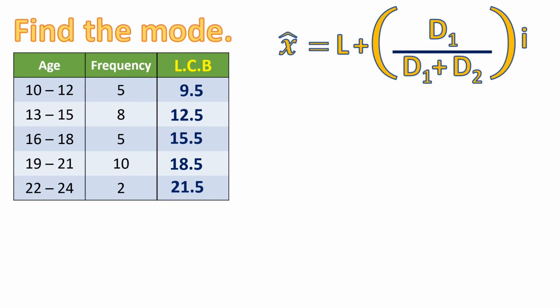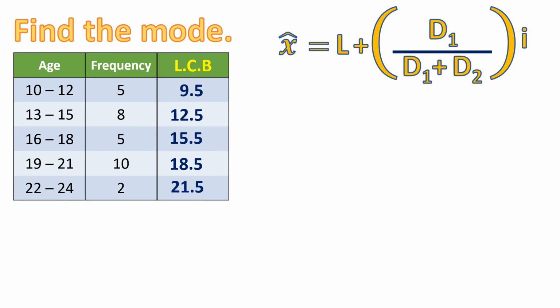So now let us substitute from the formula. Now our problem is there are many lower class boundaries. So which of these is the one that we are going to substitute? The same problem with the median and the same solution, we're gonna find the row that we are going to substitute. The row in the median is the median class. Now the row in the mode is the modal class. So we're gonna find the modal class.